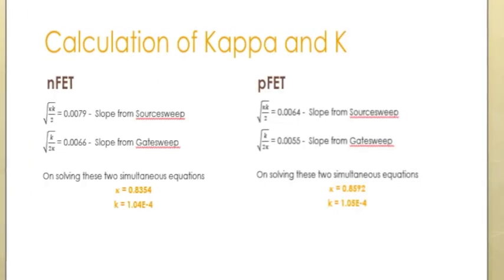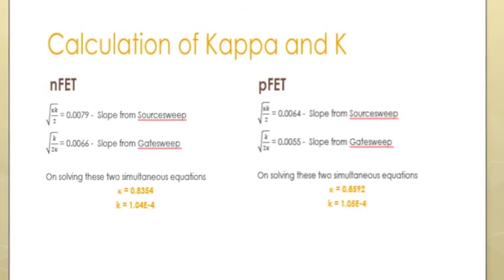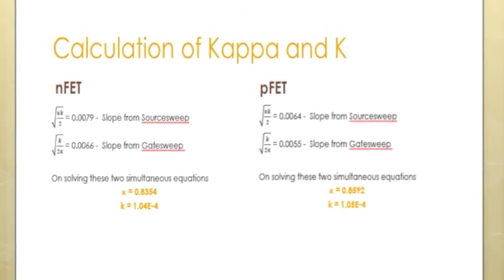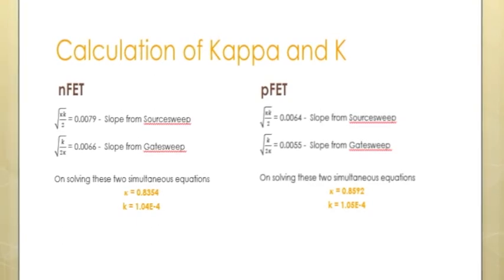We obtained two equations for K and kappa from gate sweep and source sweep. On solving these systems of equations, we can get a value for K and kappa.